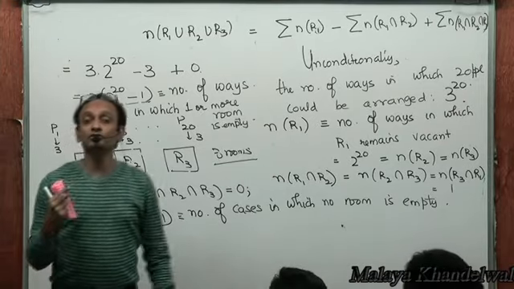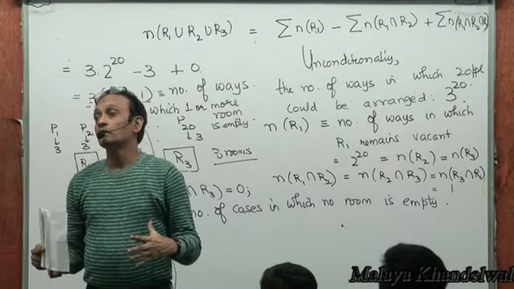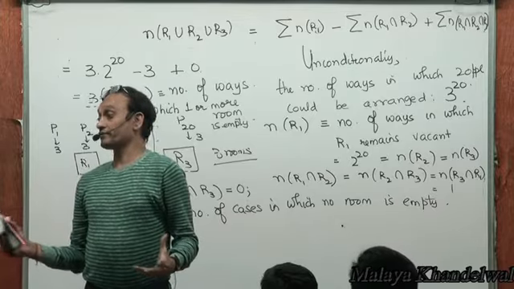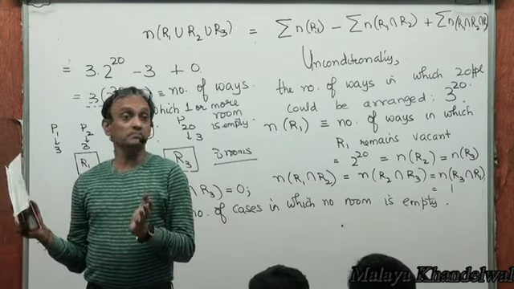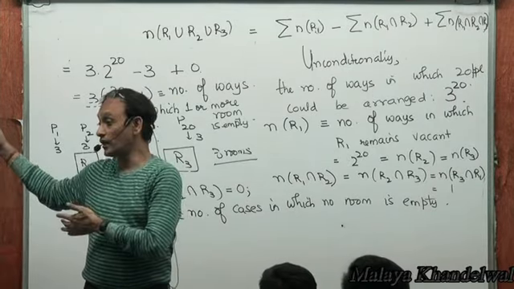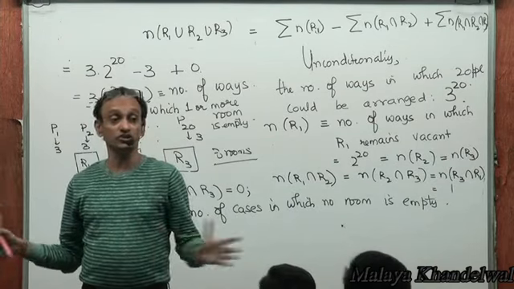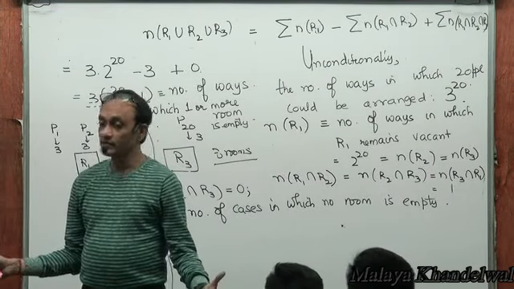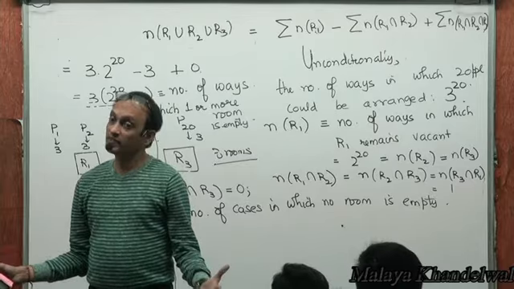Have I given to you in my last class the total number of factors of a given number? Alpha 1 plus 1 into alpha 2 plus 1 into alpha k plus 1, the total number of factors including 1 and the number itself. Have I shared that with you?